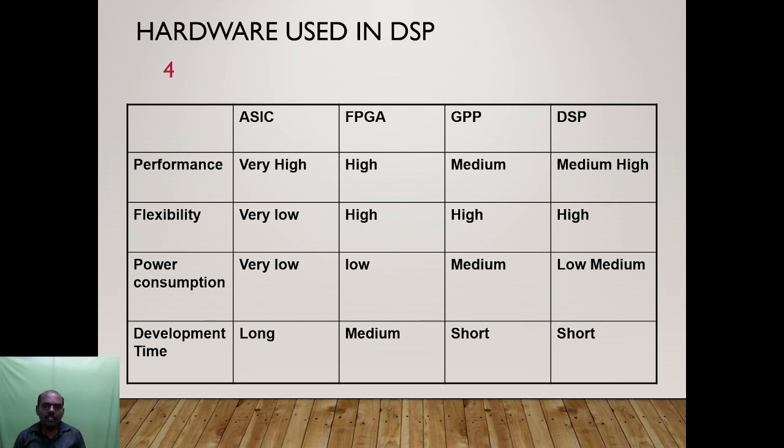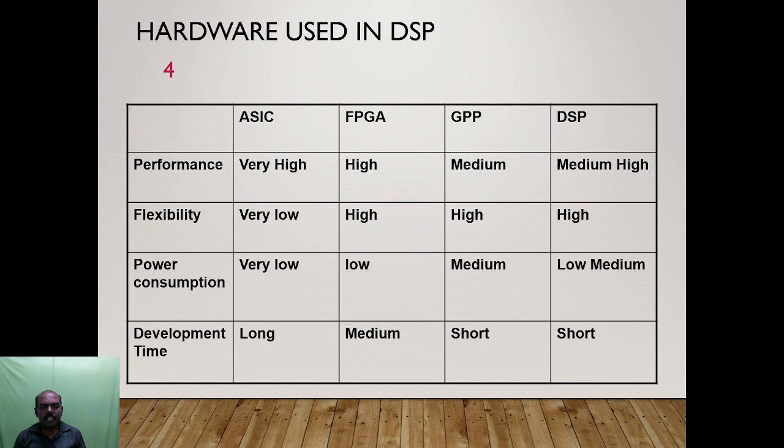Hardware used in digital signal processing. We have four types of hardware. First one, ASIC. Second one, FPGA. Third one, GPP. Fourth one, digital signal processor. First, we have to analyze the performance. First one, ASIC. The performance is very high, as well as FPGA performance is high. GPP performance is medium. DSP performance is medium to high.